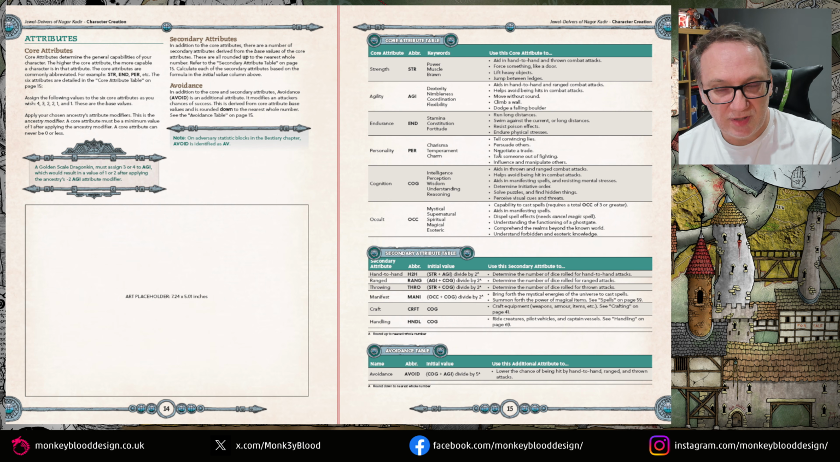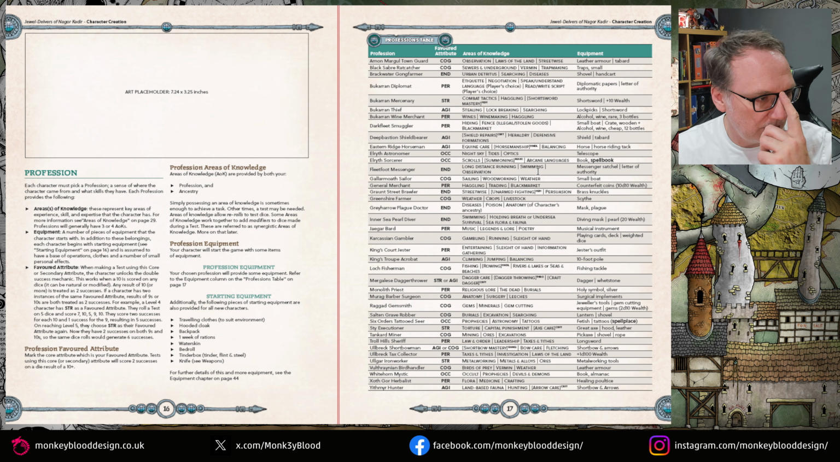If it's a favoured attribute, any 10s count as 2 successes. So that explains the core attribute.